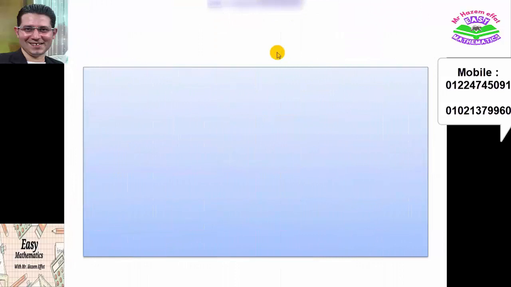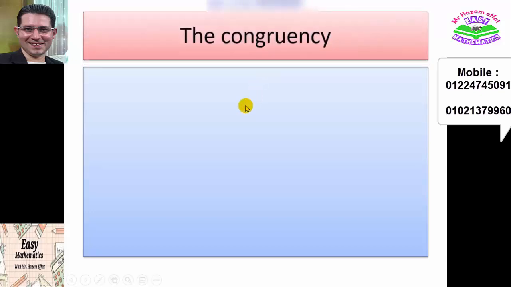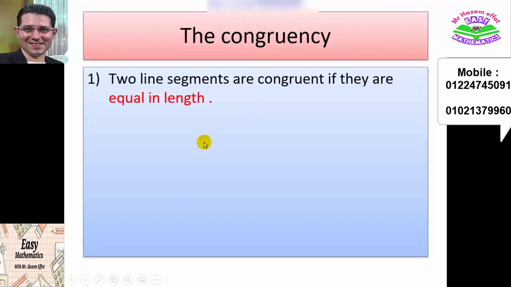My dear students, today we're going to talk about congruency. We have studied it before in fourth primary. Today we're going to talk about when we can say two line segments are congruent. Two line segments are congruent if they are equal in length. Again, if we have two line segments that are equal in measure, then we can say they are congruent.